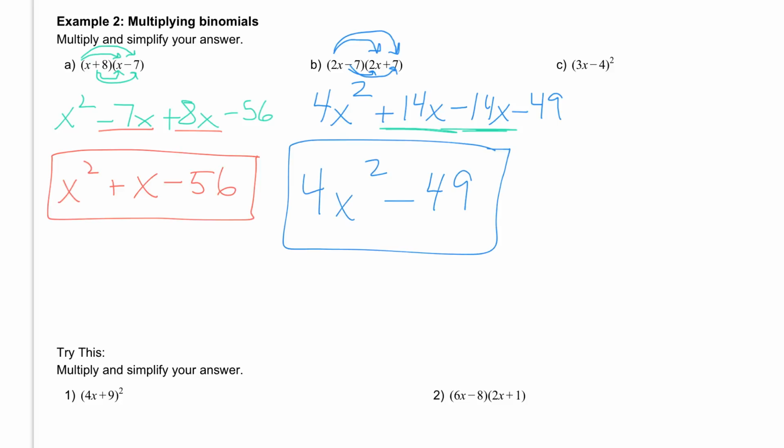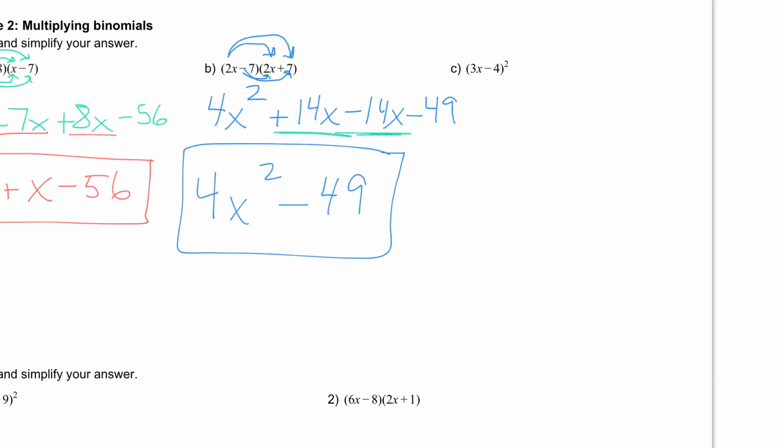I have one more type of problem to do, so let's move this over a little bit. Now I'm looking at 3x minus 4 to the second power. So we have to understand exponents here. If anything's raised to the second power, that means we're multiplying something by itself. So basically what we have here is we are looking at taking 3x minus 4 and multiplying it by itself, which is 3x minus 4.